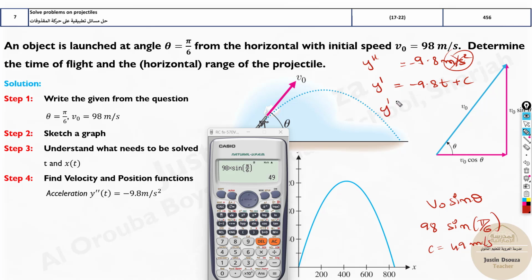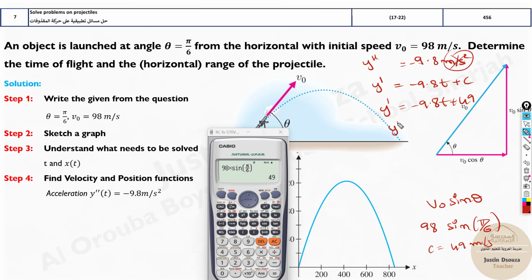Over here I'll write y dash is negative 9.8 t plus 49. Now, this is an MCQ problem, but still you have to do the methods. There is no direct way to jump to the solution. You can do shortcuts once you're thorough with this, and then you can do it quickly.